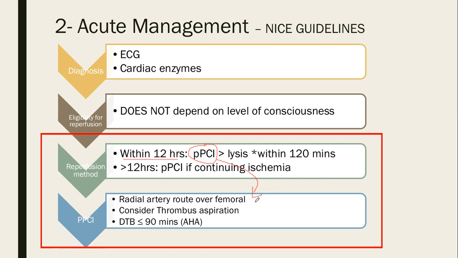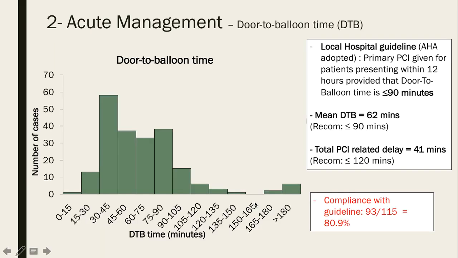Of course, the NICE guidelines recommend that radial artery is used and thrombus aspiration to be considered and door to balloon time to be less than 90 minutes. So what is door to balloon time? Door to balloon time is the time at which the patient arrives to the time at which the balloon is inflated, meaning the PCI has started. So this is just to show that time is very critical and we have to minimize it as much as possible.